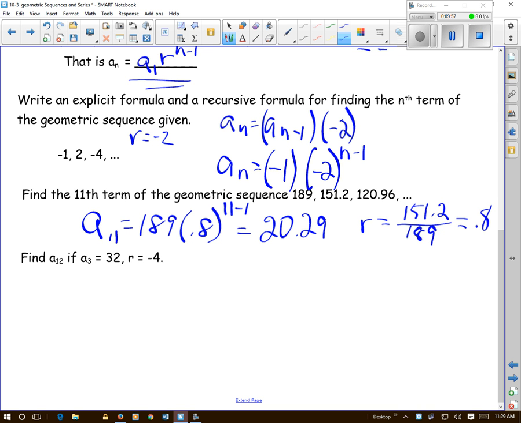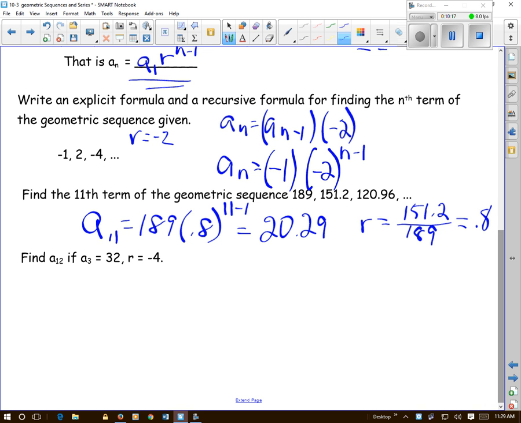A recursive formula might be used if you were doing something with computers where you actually want to calculate all those terms, something like that. But most of the time, the recursive isn't typically what you want to use.